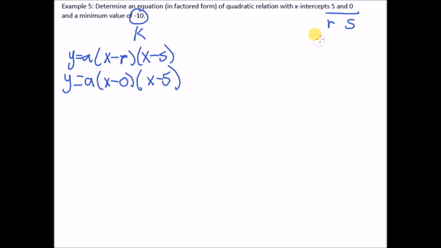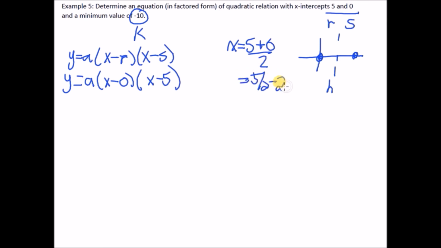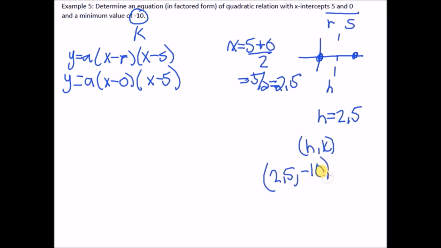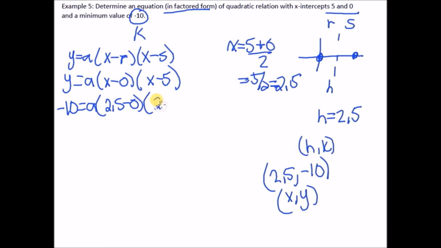So we know that because these are x-intercepts, 5 and 0, the axis of symmetry, which is our h value, is going to lie right between them. So we can go ahead and average out 5 plus 0 divided by 2, and it's 5 over 2, or simply 2.5. So we know that our h value is 2.5. So along with the minimum value of -10, our vertex (h, k) is (2.5, -10). And even though this is our vertex and we could technically put it into vertex form, we're not asked to. We're asked to put it into factored form. So we can just simply use this as one of the points on our parabola that we know. So -10 equals a(2.5 - 0)(2.5 - 5).